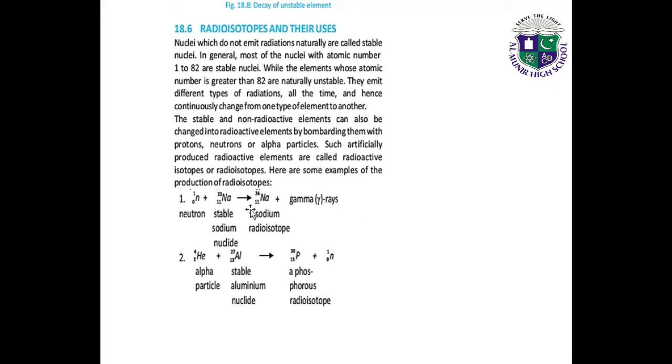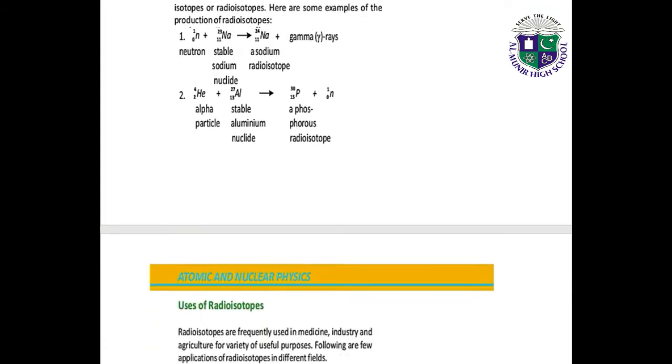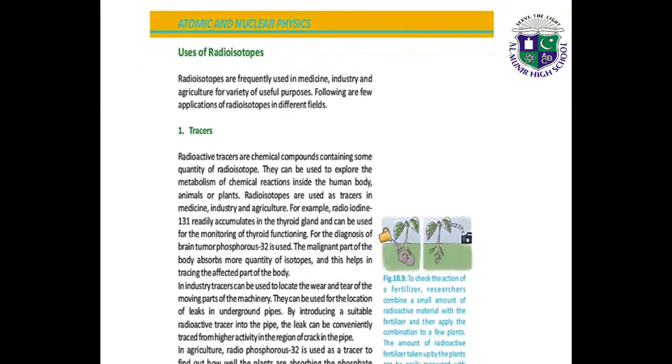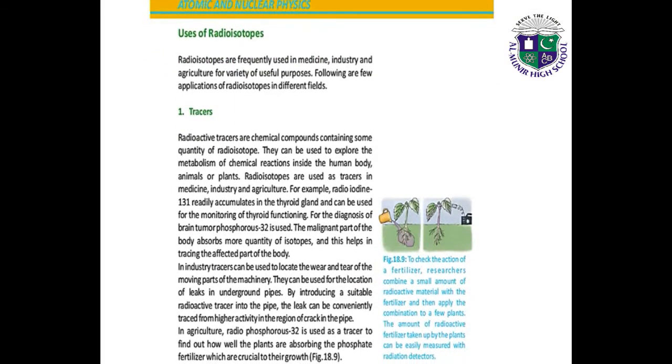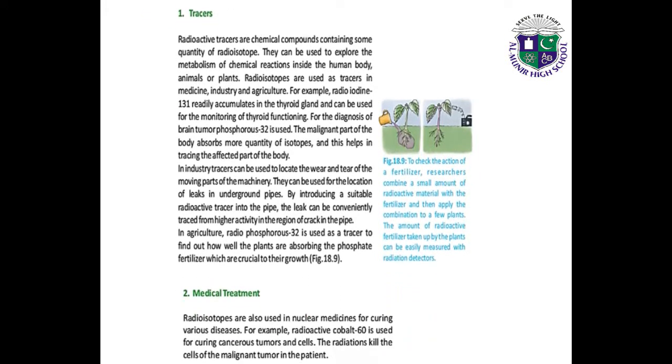This example number 1 shows the radioisotopes of the sodium element. Next we have the aluminium nuclide: with alpha particles, stable aluminium nuclide changes into a phosphorus radioactive substance. What are the uses of radioisotopes? Radioisotopes are frequently used in medicine, industry, agriculture and for many other useful purposes.